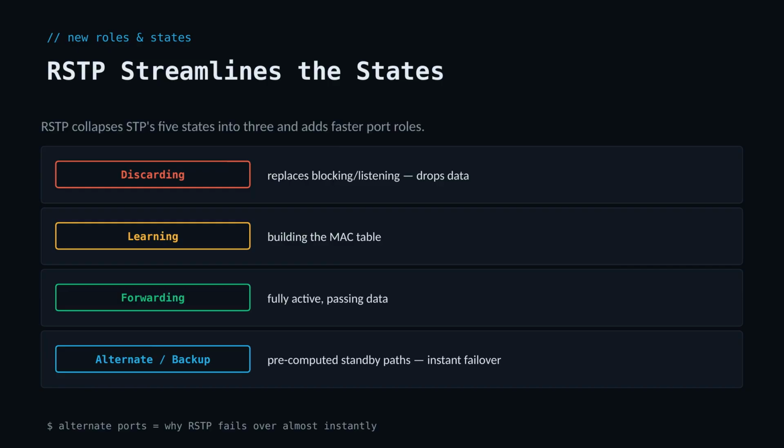But the real trick is the new alternate and backup roles. These are pre-computed standby paths, ready to take over the instant a link fails. No recalculation, no waiting. That's the secret behind near-instant failover.